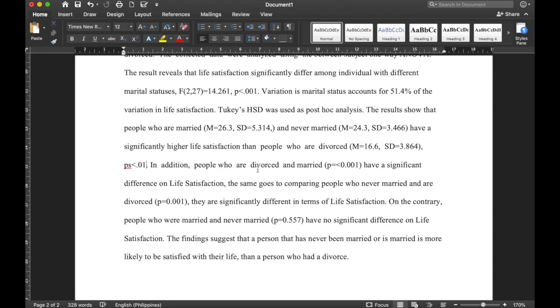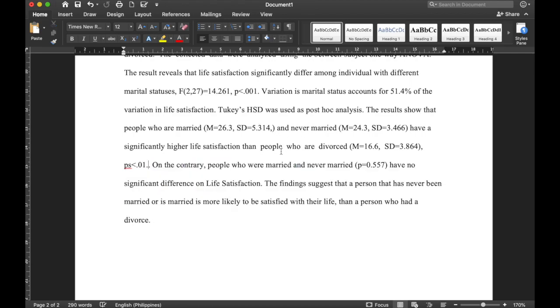In addition, people who are divorced and married, yeah, we already said that. Okay, so we can remove this. This part is basically discussing the p-values, which we already have integrated in this earlier sentence, so we can remove that.